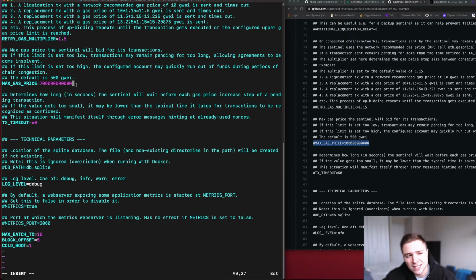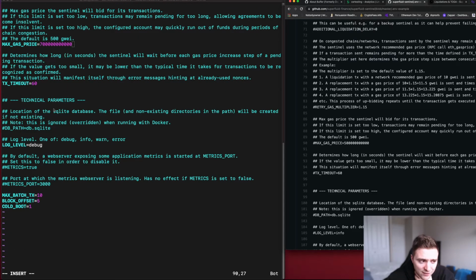You don't want this to be set too low because it could mean that your transactions remain pending too long and you have to just burn even more gas by trying it again and again, and you might miss liquidations that you should be getting. But if you have it set too high, you could be wasting gas, right? So this is kind of at your discretion. Again, we recommend something in this 500 Gwei range, but it's going to matter depending on your network and network congestion and all of that good stuff.